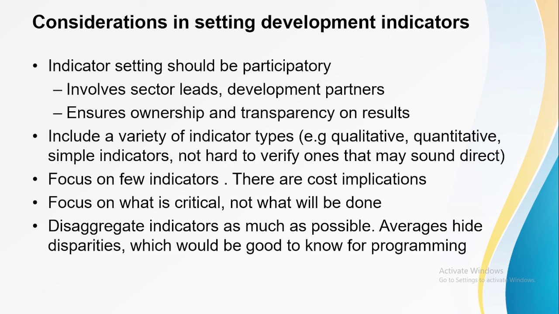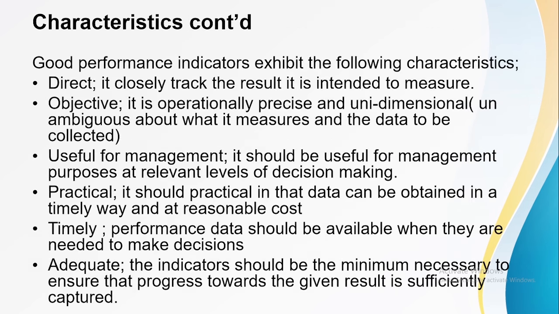So what considerations should you have when you're developing indicators? They should be participatory. You should involve your sector leads and development partners, so that you ensure ownership and transparency of the results. It should include a variety of indicators, qualitative, quantitative, simple, and not very hard ones. It should focus on few indicators because you're also keeping in mind the cost implications to measure them. Focus on what is critical, not what will be done, and disaggregate indicators as much as possible. High averages can hide high disparities, which is good to know for programming.